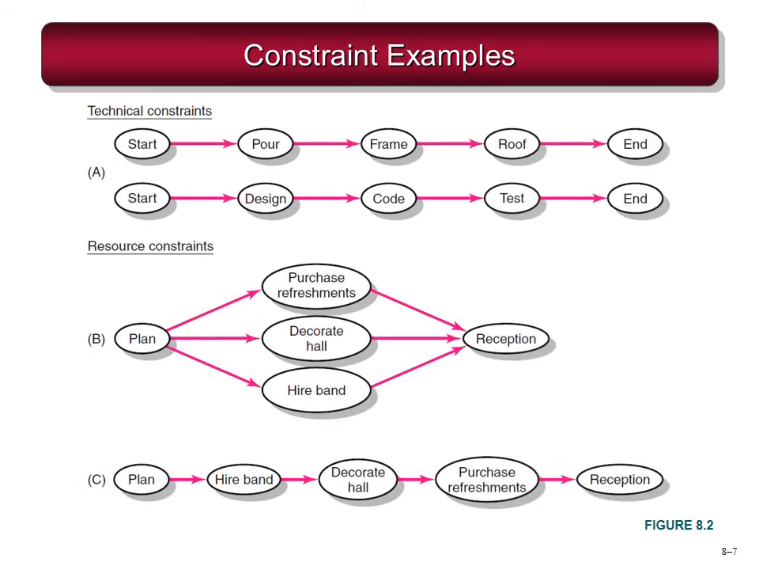In business, you start the project, you do the groundwork or the basement, then you pour concrete, you put the frame on it, do the roofing, and it ends. So that is the logical or technical constraint which determines the network. But the resource constraint is, say you can do purchasing, decoration, and the hiring of bands at the same time logically. But the problem is you don't have enough people to do that. The same person is doing the purchasing, the decoration, and the hiring. So if that happens, we probably have to do these activities in sequence. After the band hiring is completed, he will go for the decoration, and then he'll go for the purchasing.